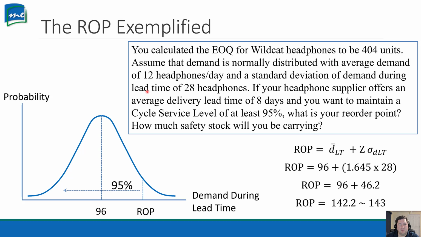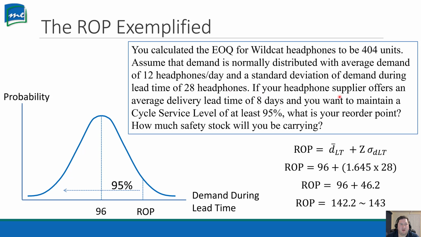All right, so we're going to go a little bit further with this. We calculated our economic order quantity from the last topic for Wildcat headphones to be 404 units. Assuming that the demand is normally distributed, our average demand is 12 headphones per day, with a standard deviation of demand during lead time of 28. We just did that formula, and we came up with 28.02, so we can round that down.